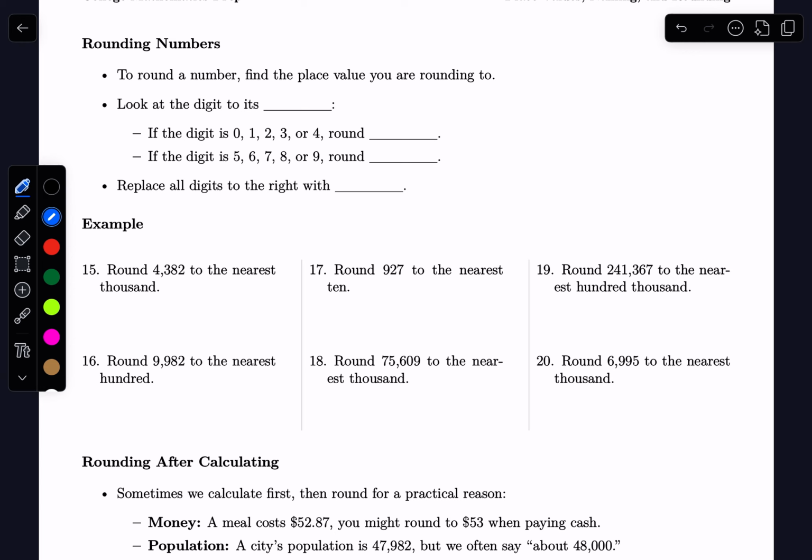All right, so to round a number, find the place value you are rounding to and look at the digit to its right. If that digit is a 0, 1, 2, 3, or 4, we're going to round down. And if the digit is a 5, 6, 7, 8, or 9, we're going to round up. And then we will replace all digits to the right with zeros.